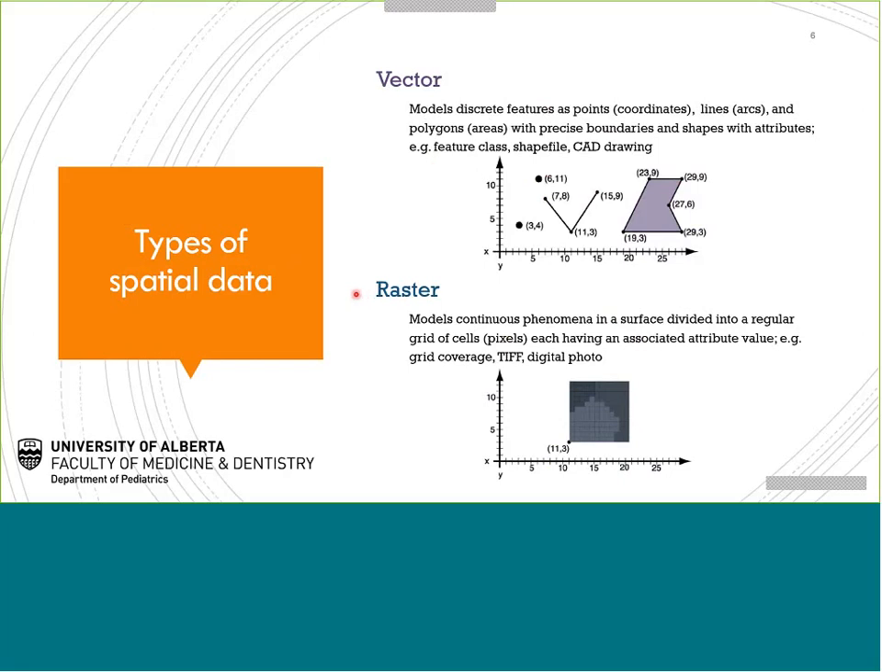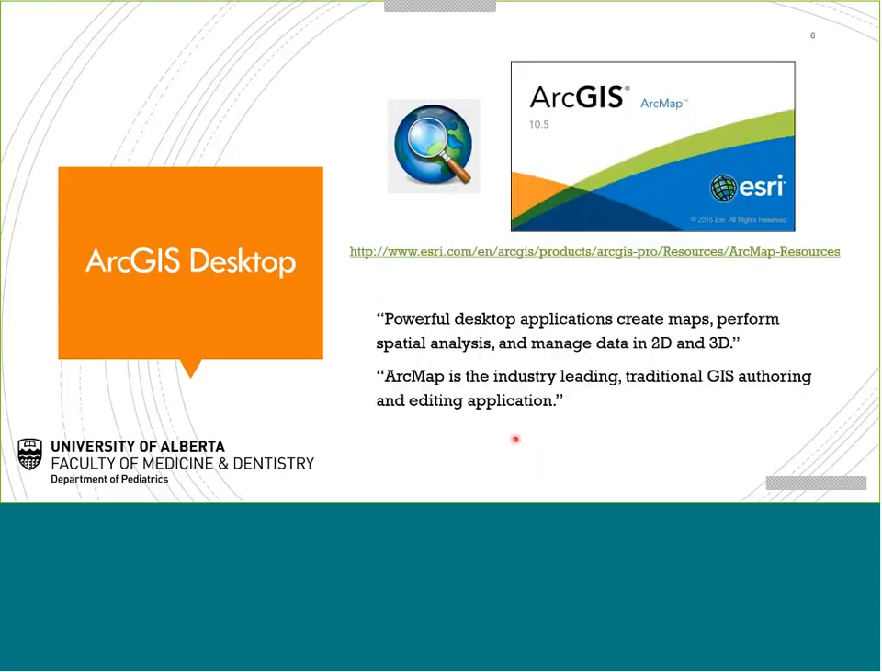Raster data models continuous phenomena in a surface divided into a regular grid of cells or pixels, just like our digital photos from our cameras. Each pixel or cell has an associated attribute value. Example file types are grid coverages, tagged image file format, or digital photos. Most GIS software works with both vector and raster data, and today we will focus on vector only.